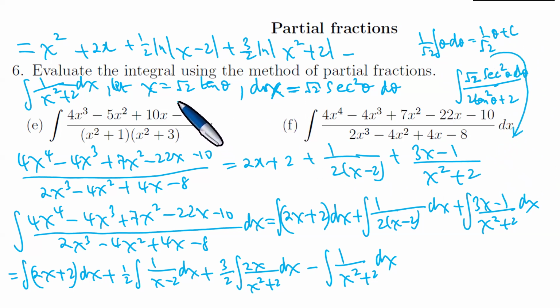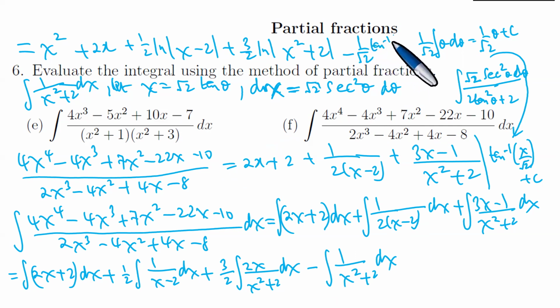And the theta out of this becomes arctan of x over the square root of 2 plus c. But obviously, you are dealing with this. Dealing with this, then you have 1 over the square root of 2 outside, arctan of x over the square root of 2 plus c. Like that. And this is the answer.